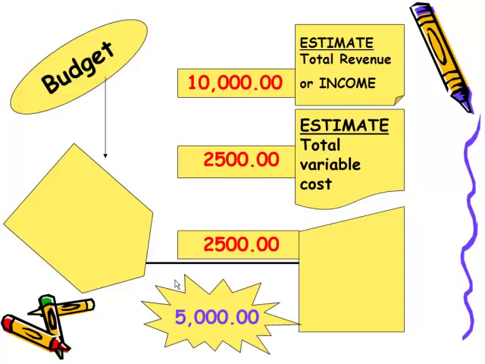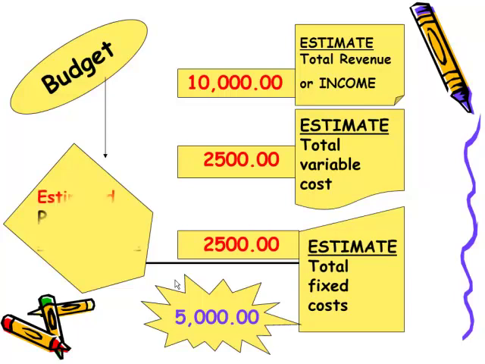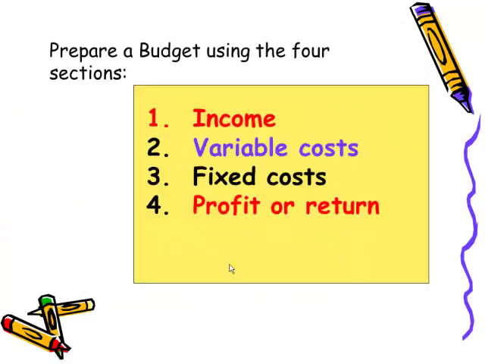You know that your variable costs are around $2,500 and your fixed costs around $2,500, which gives you a total of basically $5,000 you have to work with. So you have estimated your profit or net return, what you're going to have to work with. And from that $5,000, now you can start addressing some of those wants that you want to address in your business or in your personal life or household.